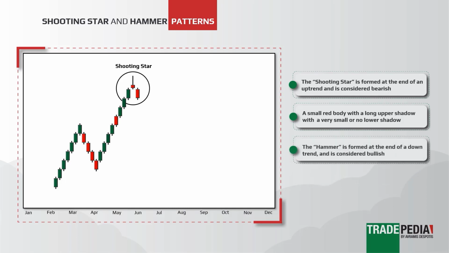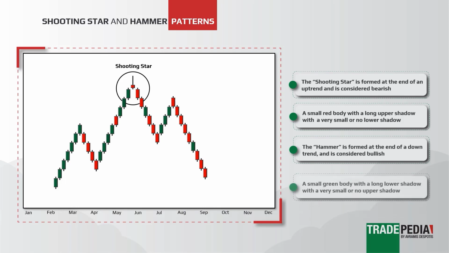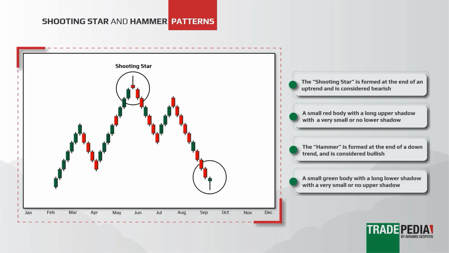The hammer is formed at the end of a downtrend and is considered bullish. It is made up of a small green body with a long lower shadow, 2 to 3 times the body, and a very small or no upper shadow. These patterns require further confirmation, which could come from the following candle.